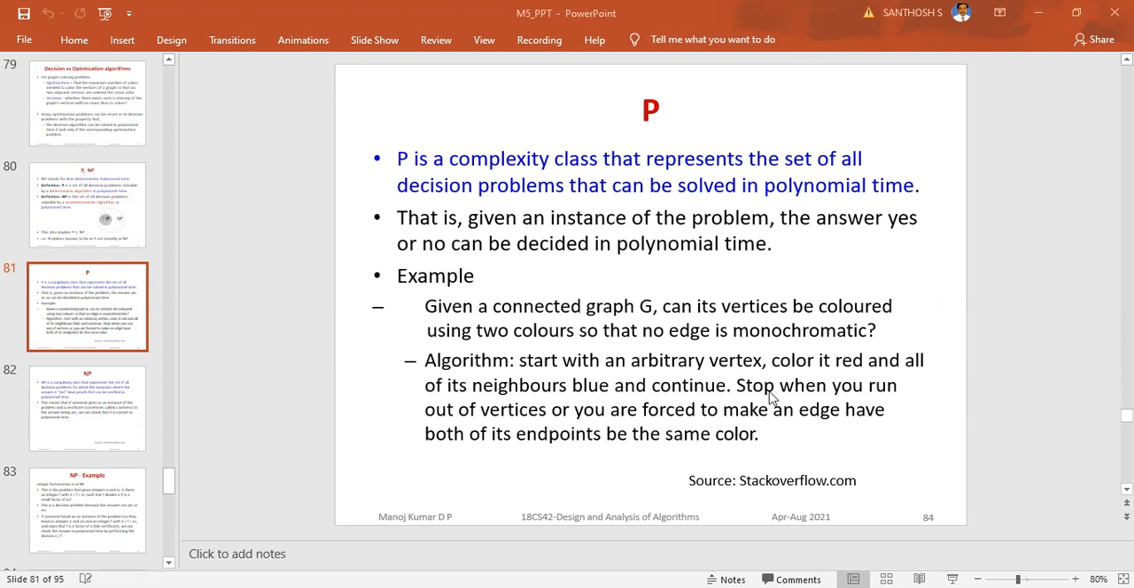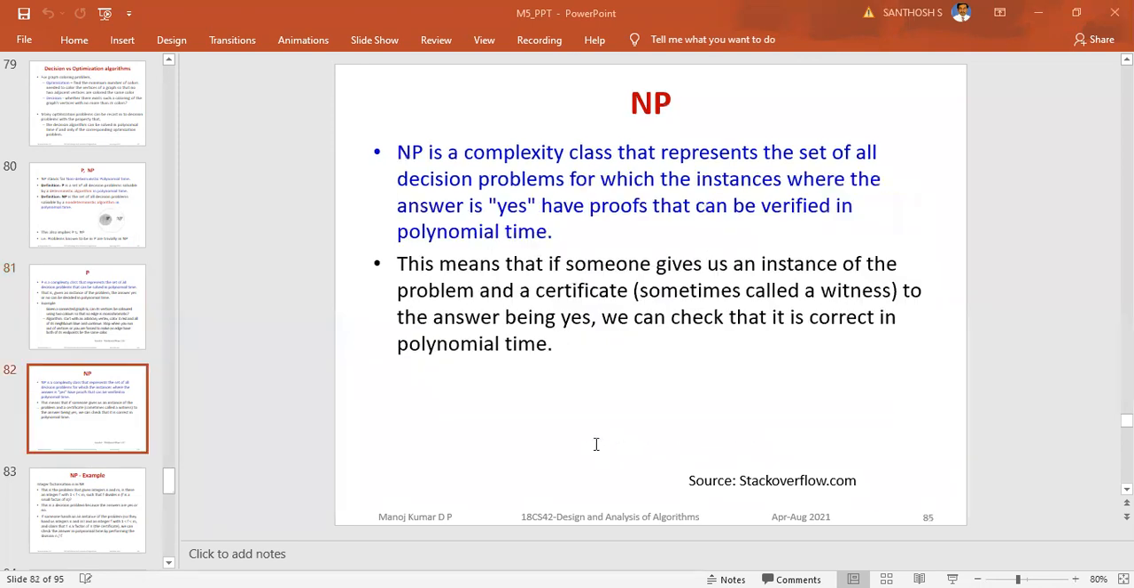So which is the arbitrary vertex? You color it red, and all its neighbors blue, and continue. So stop when you run out of vertices or you are forced to make an edge of the same color. So that is the concept. Now you come to NP.